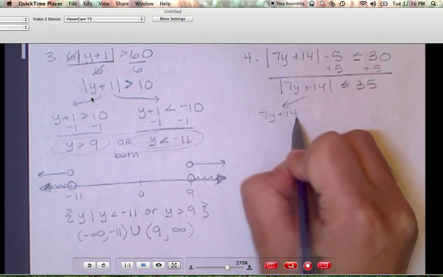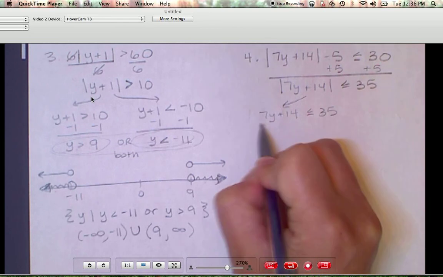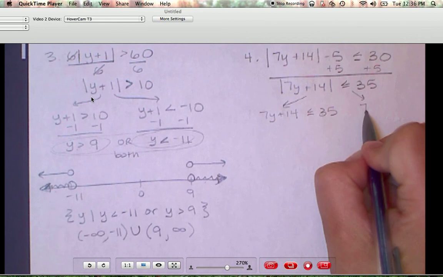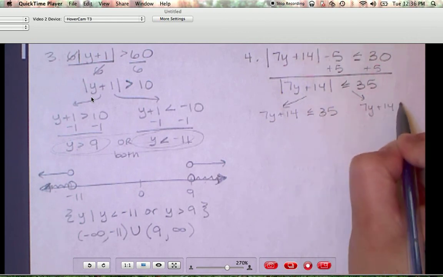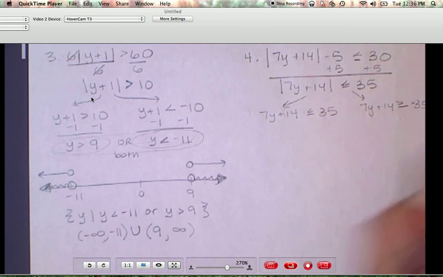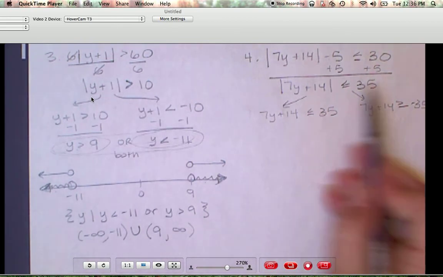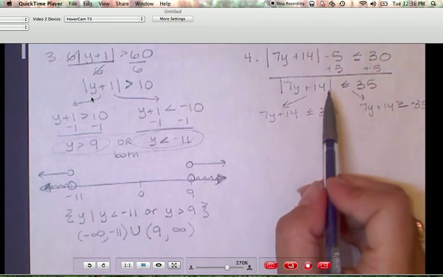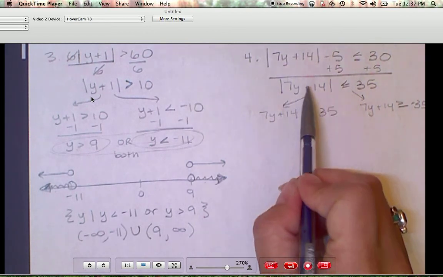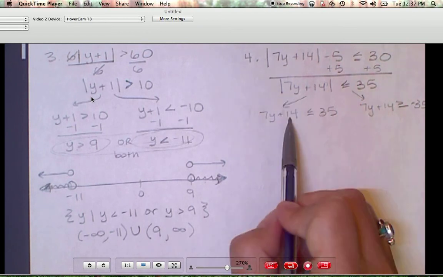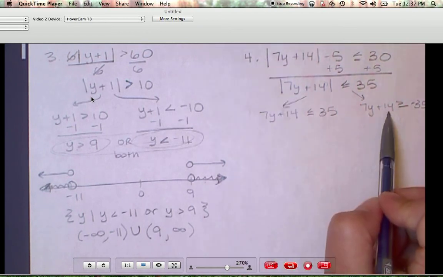7y plus 14 is less than or equal to 35. This one stays exactly the same. Nothing changes. This one, 7y plus 14, is greater than or equal to, so you flip that sign, negative 35. Okay. Now you solve it. So one misconception with the absolute value is that you're flipping the sign in here. You actually aren't going to touch this at all. 7y plus 14, 7y plus 14, the same both times.